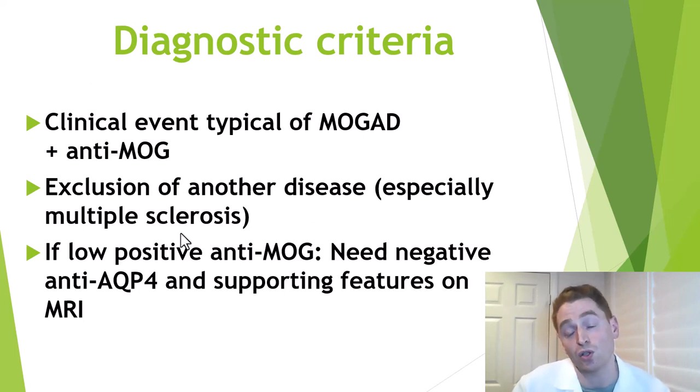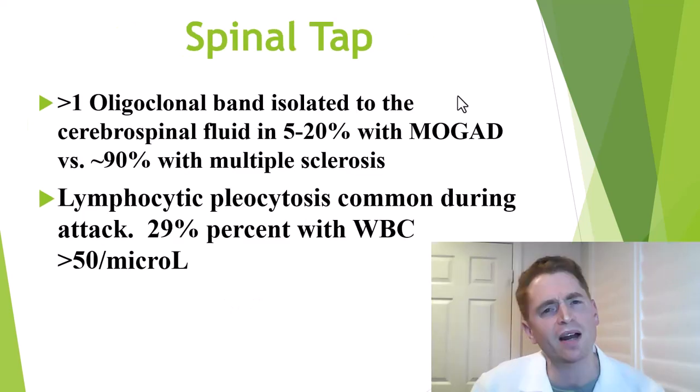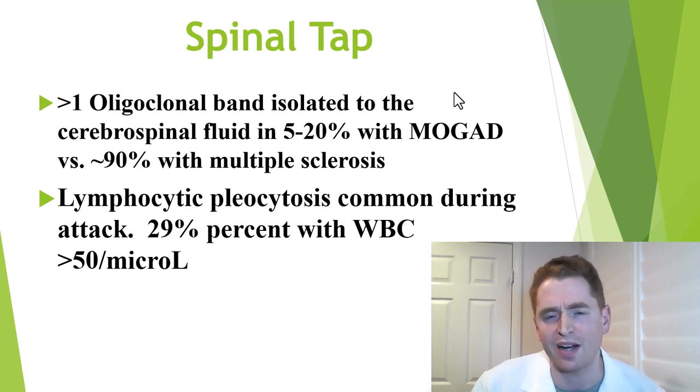For people who have a low anti-MOG antibody, there's the potential for a false positive and misdiagnosis, so there are additional criteria. You need negative anti-aquaporin 4 antibody, else the diagnosis may be neuromyelitis optica, and supportive features on MRI scans such as the ones I showed earlier. A spinal tap may not be that useful for diagnosing MOGAD. The finding that's seen in about 90% of people with multiple sclerosis, having more than one oligoclonal band in the cerebrospinal fluid but not in the blood, is only seen in 5 to 20% of people with MOGAD.